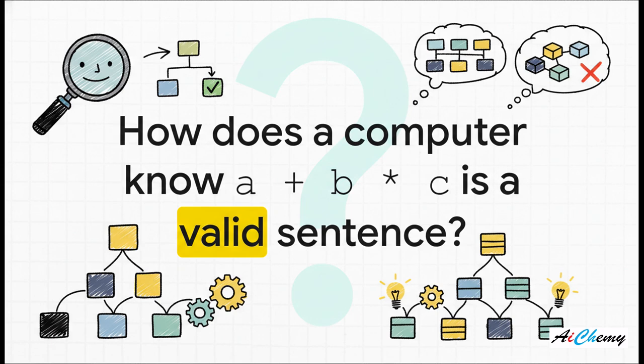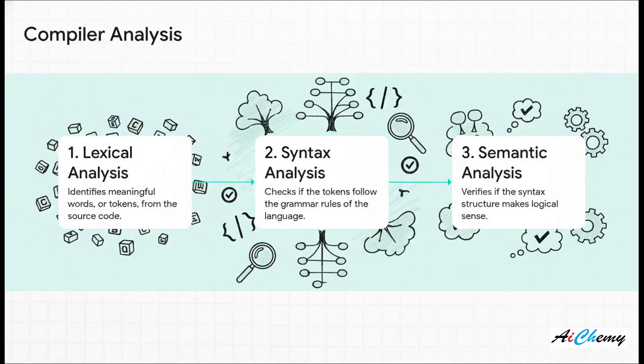A computer gets a line of code, something like A plus B times C. Now, you and I can look at that and say, yeah, that makes sense. But how does the machine know? How does it figure out that the structure, the grammar, is actually correct and not just a random jumble of symbols? Well, the answer is hidden inside the analysis phases of a compiler. Our investigation today is zeroing in right here on phase 2, syntax analysis, which we also hear called parsing. This is the critical stage where all the grammar rules get checked, and it's exactly what we're going to break down.